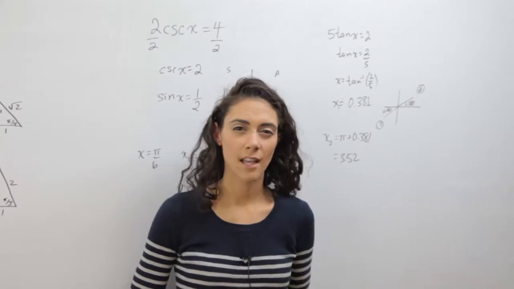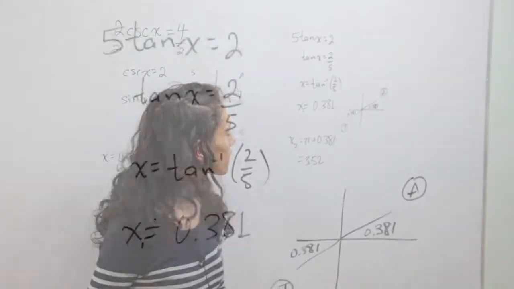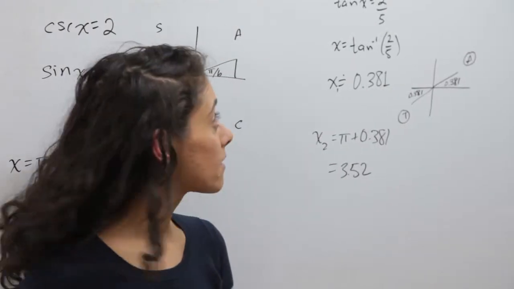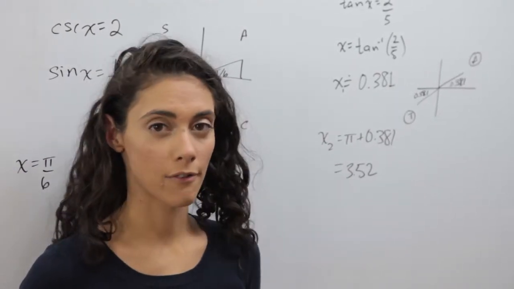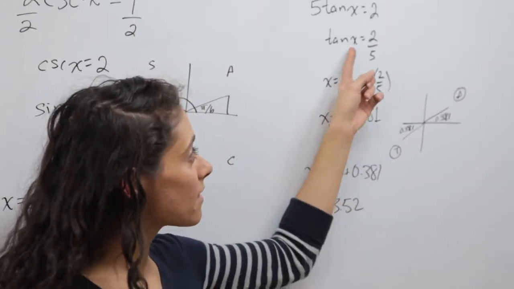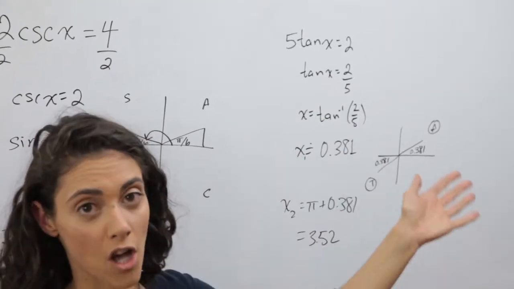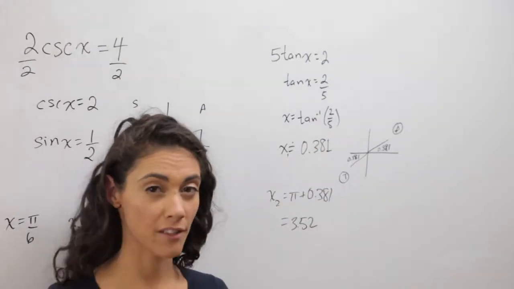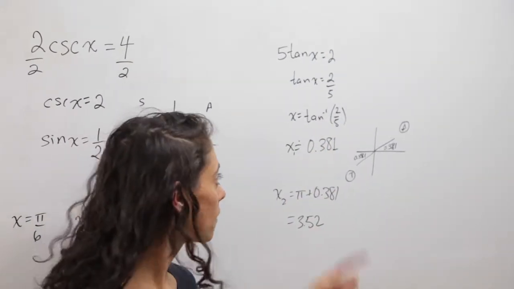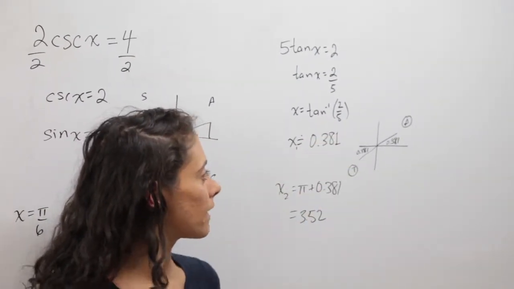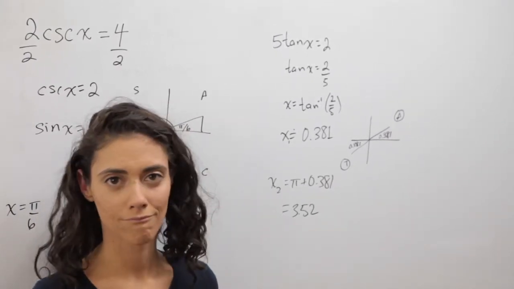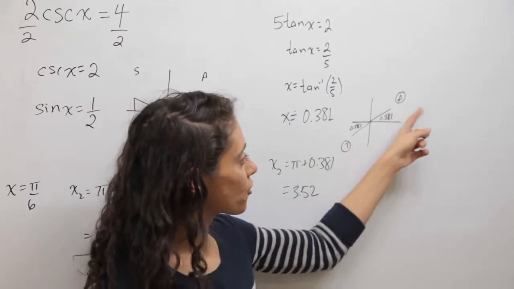Finally, let's see an example where we have to use our calculators. So 5 tan of x equals 2. First off, I isolated for tan of x, 2 over 5. We know that to isolate for x here, we do the inverse operation on the other side, tan inverse. Once again, make sure your calculator is in radians. We're working in radians. When I take tan inverse, my calculator told me that the answer is 0.381. That's the answer in the first quadrant.